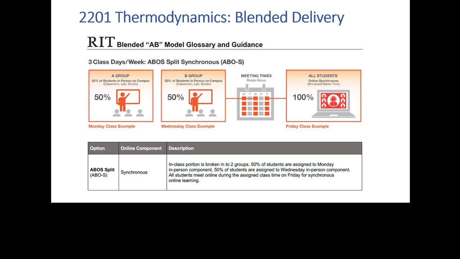In RIT speak, or at least the verbiage that's been given down from the administration, this is an ABOS split synchronous class. So we're meeting 3 times a week. Split A comes in on Monday. Split B comes in on Wednesday, and everyone is virtual on Friday.